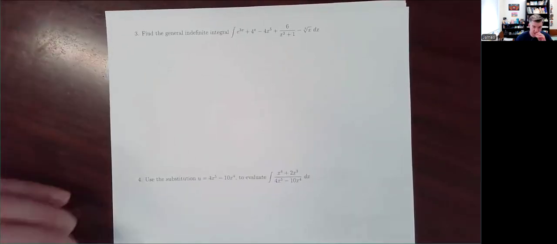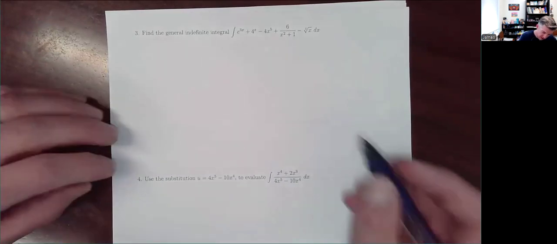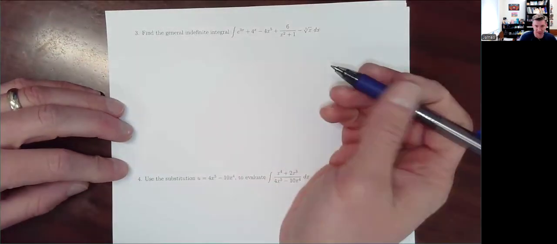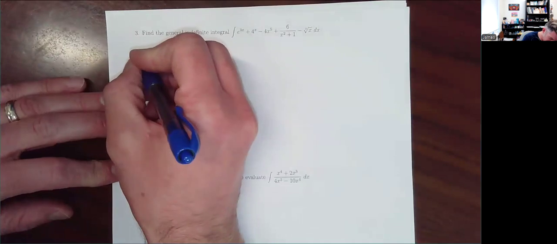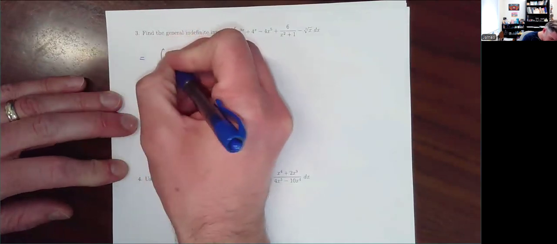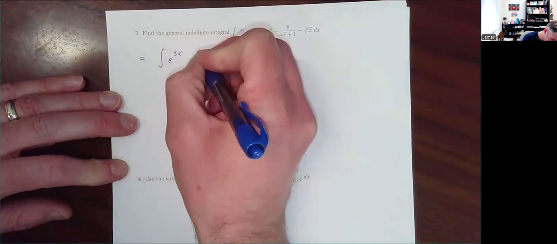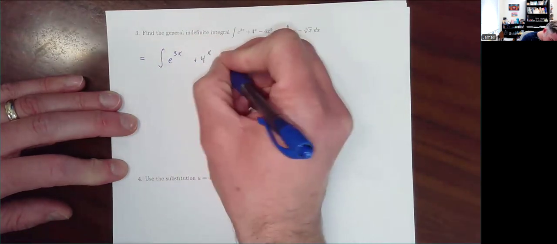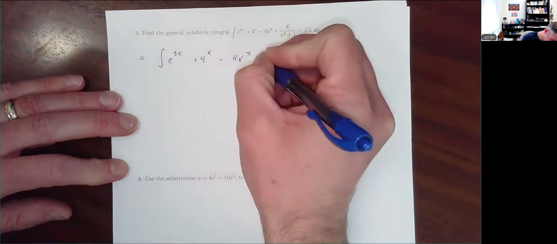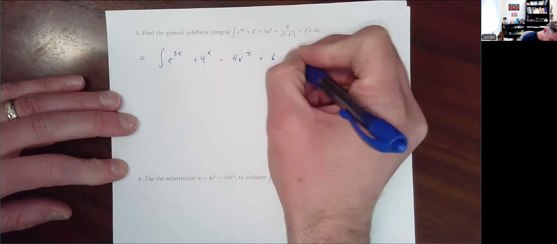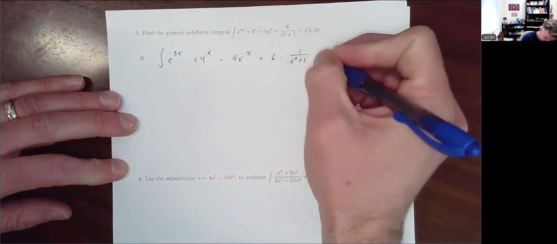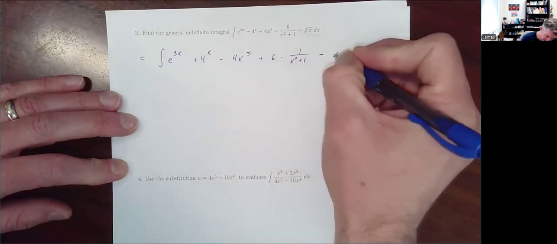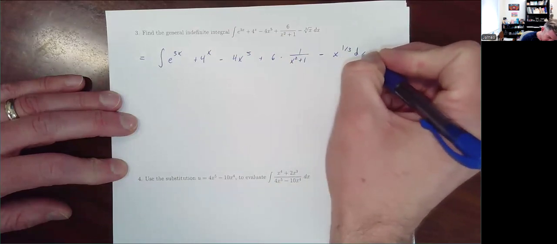So general indefinite integral, aka the antiderivative. The only thing I would probably really do is rewrite this. I don't think you really need to rewrite this as the integral of e to the 3x plus 4 to the x minus 4x to the fifth plus 6 times 1 over x squared plus 1 if you like. But really, the thing I was going to say is minus x to the 1/3 dx.